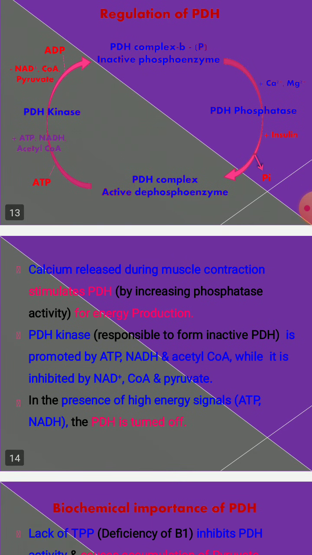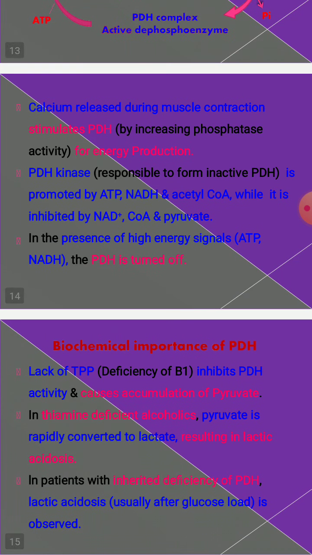The calcium ions also play a role in muscle contraction. As I said, the calcium ions released during muscle contraction are going to stimulate PDH by increasing phosphatase activity, for energy production. So PDH kinase, as I explained just now, is stimulated by ATP, NADH and acetyl-CoA, and inhibited by NAD plus, coenzyme A and pyruvate. So this is how it is going to happen.